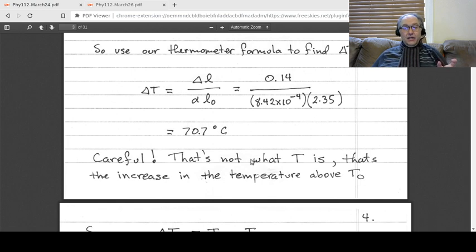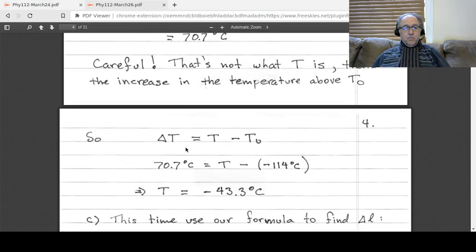So that's not T, that's delta T. What does that mean? It means it's 70.7 degrees Celsius above the lower reference temperature, because everything's being measured relative to that lower reference temperature. Now the lower reference temperature was minus 114 degrees Celsius, so you're 70 degrees above that.